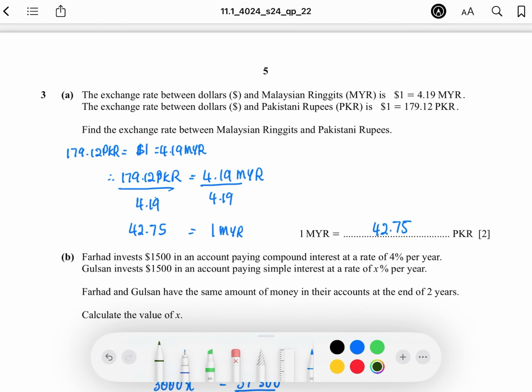Let's look at the next one here. The exchange rate between dollars and Malaysian ringgits is $1 equivalent to 4 ringgit and 19 cents.